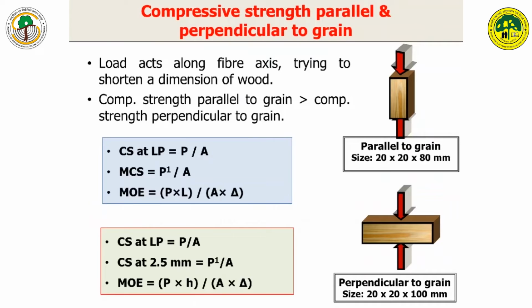Similarly, we have to study what is called the compressive strength parallel to grain. When wood is being used like a column, then these kinds of properties are very important. Here the load is applied parallel to grain structure or parallel to fiber direction. So load acts along the fiber axis, trying to shorten the wood dimension. And compressive strength parallel to grain is greater than compressive strength perpendicular to grain. In the case of perpendicular to grain, the load is applied 90 degrees to the direction of the fibers.